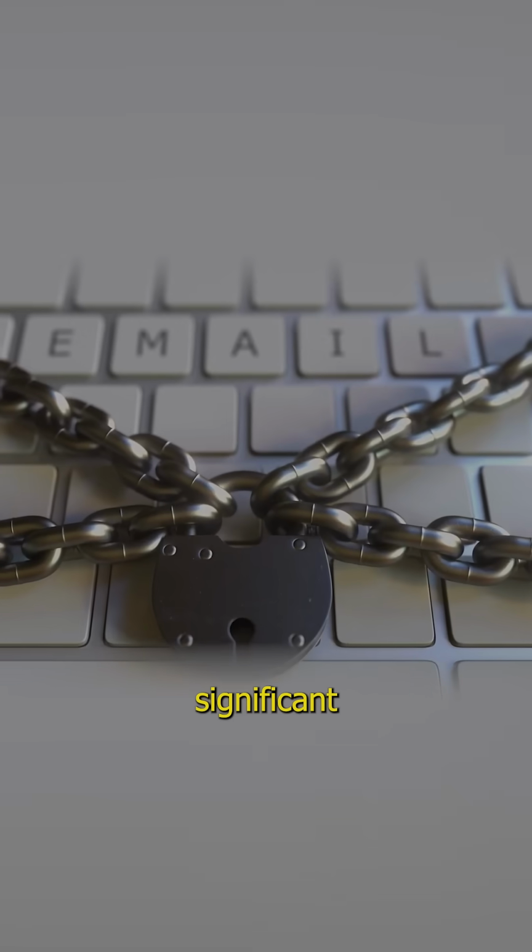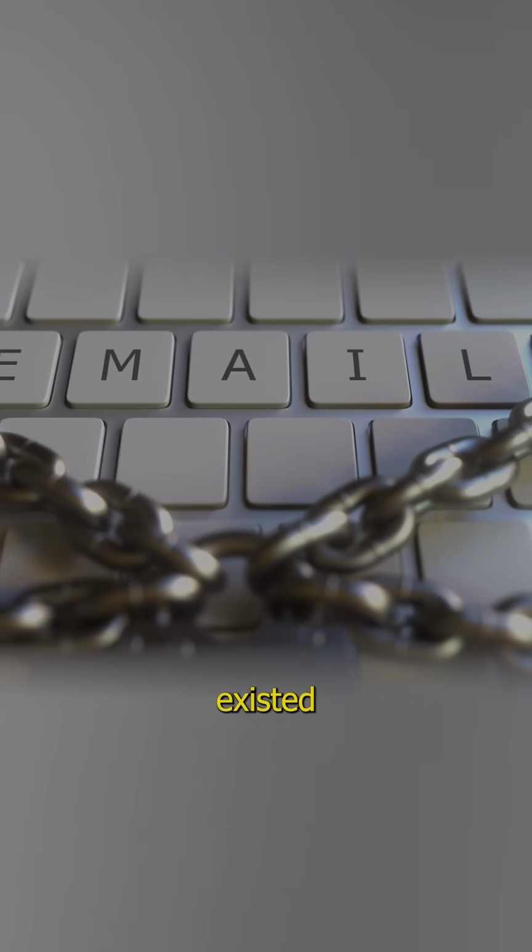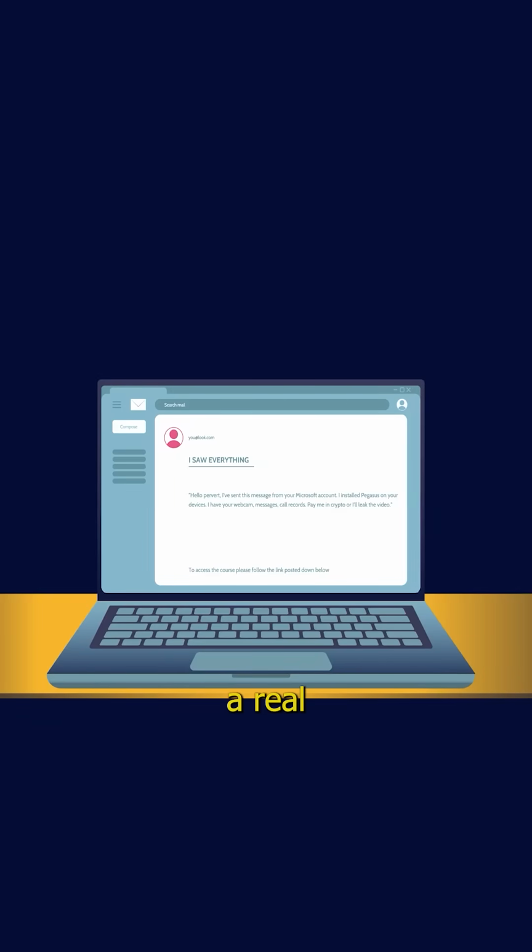Email has a significant security problem that has existed for decades. Let's look at a real email as an example, and I'll show you exactly how this could have happened by doing some digital forensics. Every email contains hidden information called headers. It's like the postal markings on a letter that shows everywhere it's been. When we examine this email's headers, here's what we find.